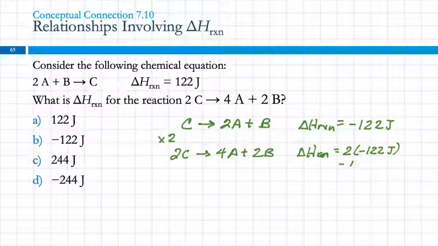Yeah, you're paying attention, and I apparently am not. Is that better? The 122 times 2 is 244. So the answer is B.